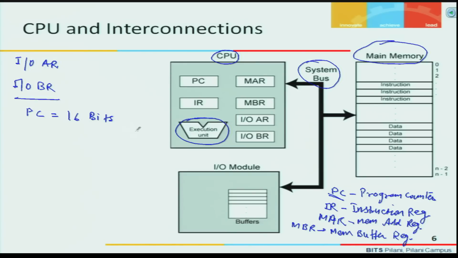So the PC is constructed with a combination of 16 flip-flops. So 16 flip-flops (FFs) are used to make the 16-bit register, and each flip-flop here is able to store 1-bit of information. And what is a flip-flop? Let us say a flip-flop is a combination of transistors.